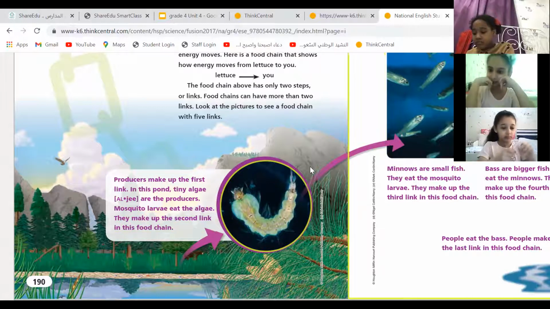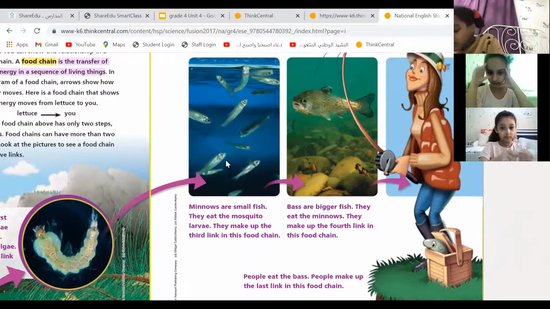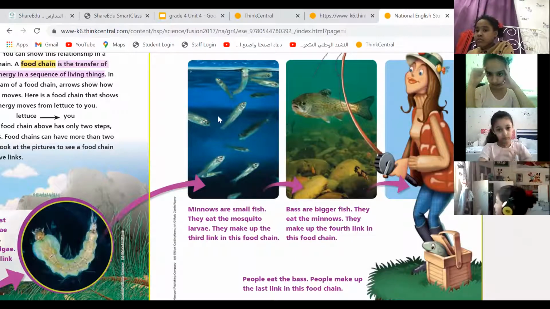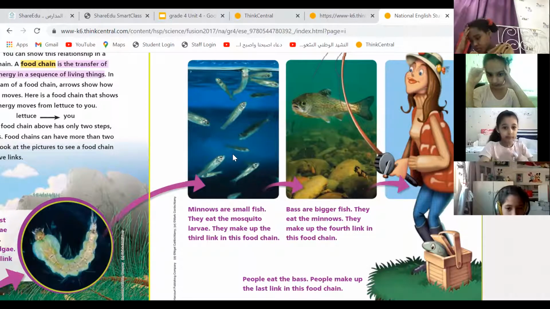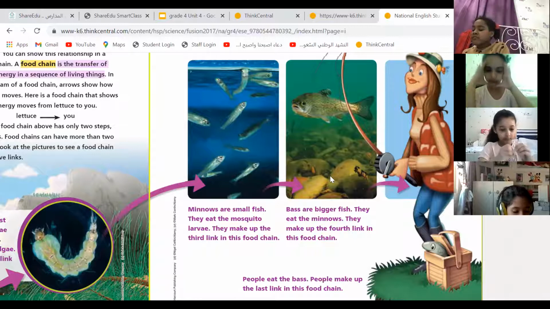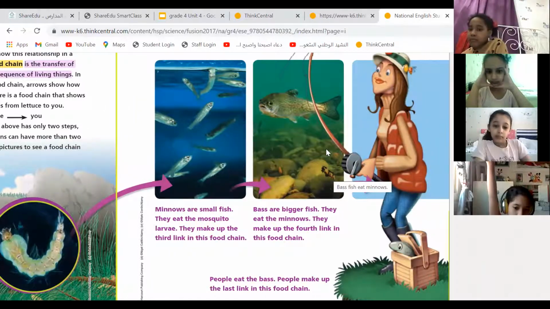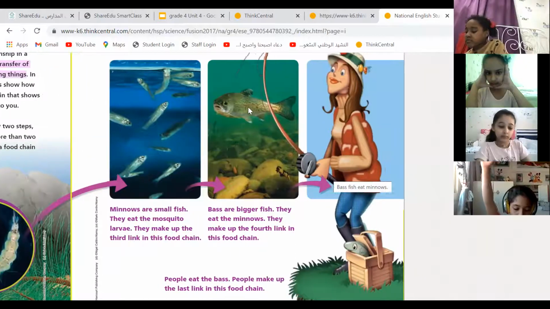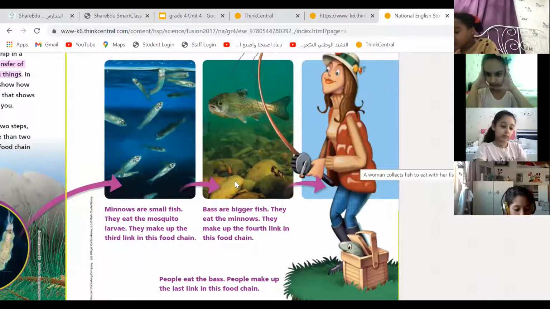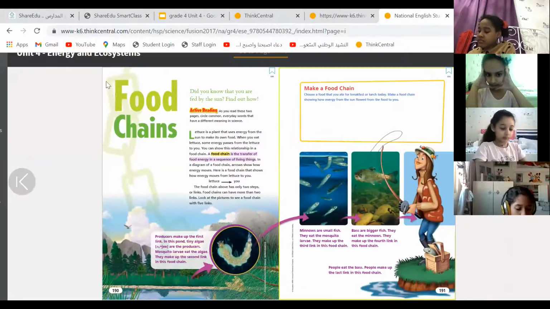After that, let's see. Who eats them? Minnows. Hi, Miss. Sorry, I'm late. You're very welcome. Hi, Ari. Minnows. Okay, minnows are what? Small fish. They eat the mosquito larva. Excellent. And these small fishes, who will eat them? A bigger fish. Then who will eat this bigger fish? People will eat the big fish. So this is how food chains are made. It starts from the sun and it will move from some living thing to another.